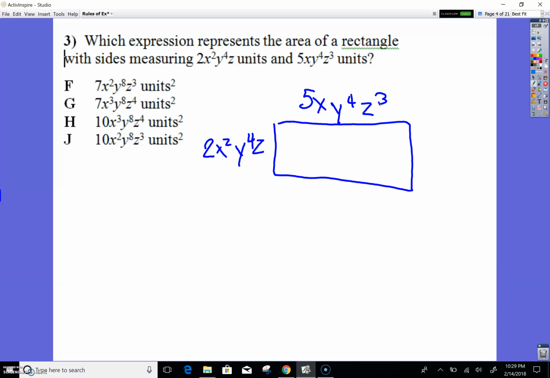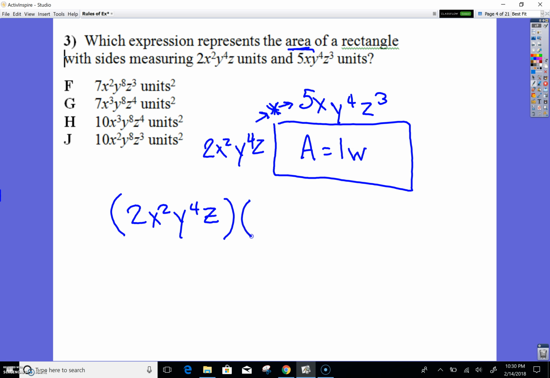Remember, if we're going to get the area, it means we multiply the length times the width. So we're going to multiply these two things. So 2x squared, y to the fourth, and z. Because remember, the formula for area is equal to length times width. This is the width, and this is the length.